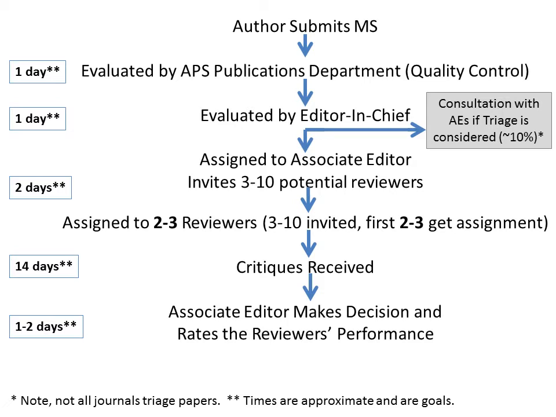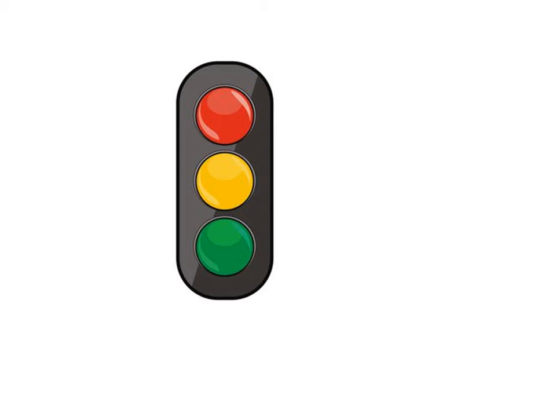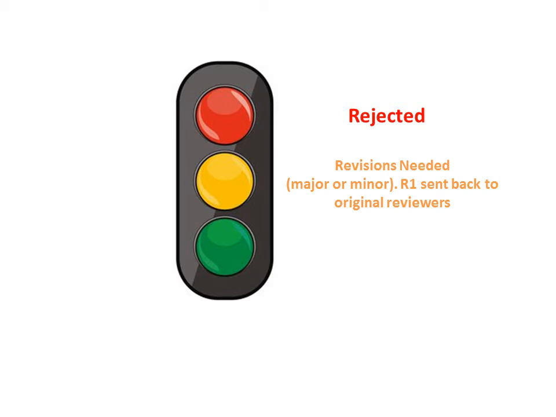After the critiques are received by the associate editor, they are evaluated, and the associate editor then makes a decision as to the disposition of the paper. This can take between 1 and 2 days. There are 3 decisions that potentially can be made with a paper. First, it can be rejected outright because there are major flaws in the science and a lack of enthusiasm by the reviewers. The second disposition of the paper is to ask for either major or minor revisions.